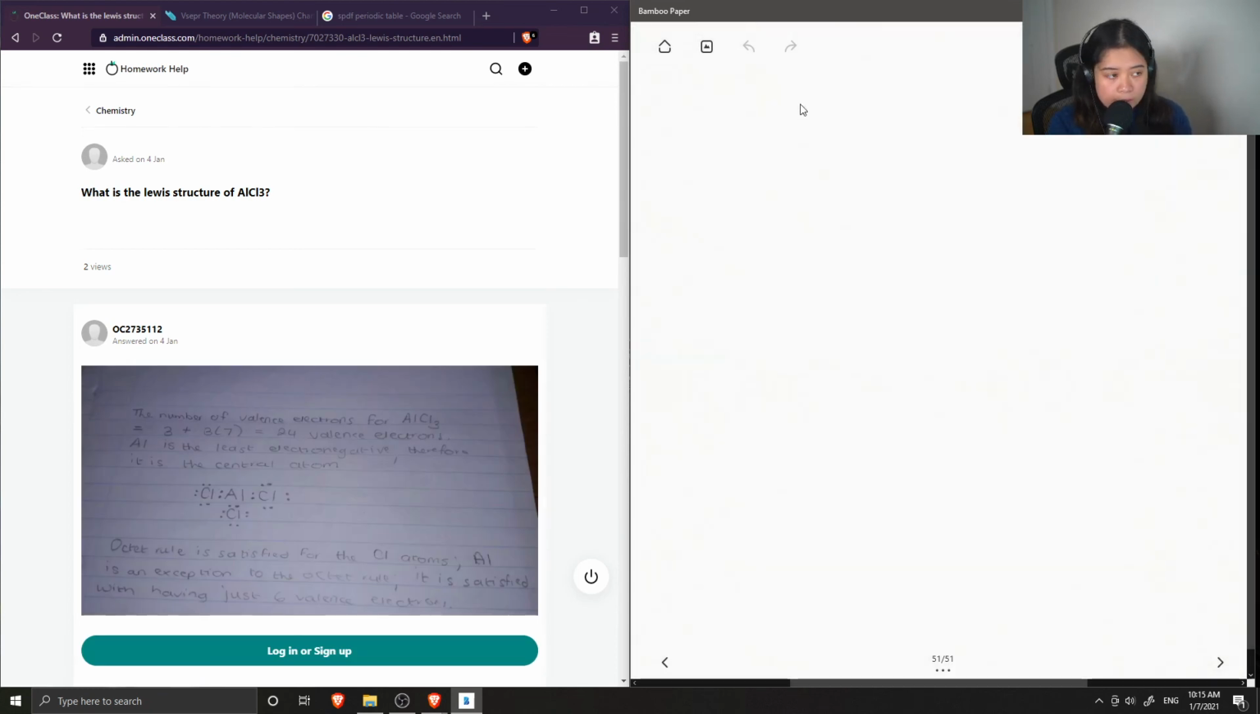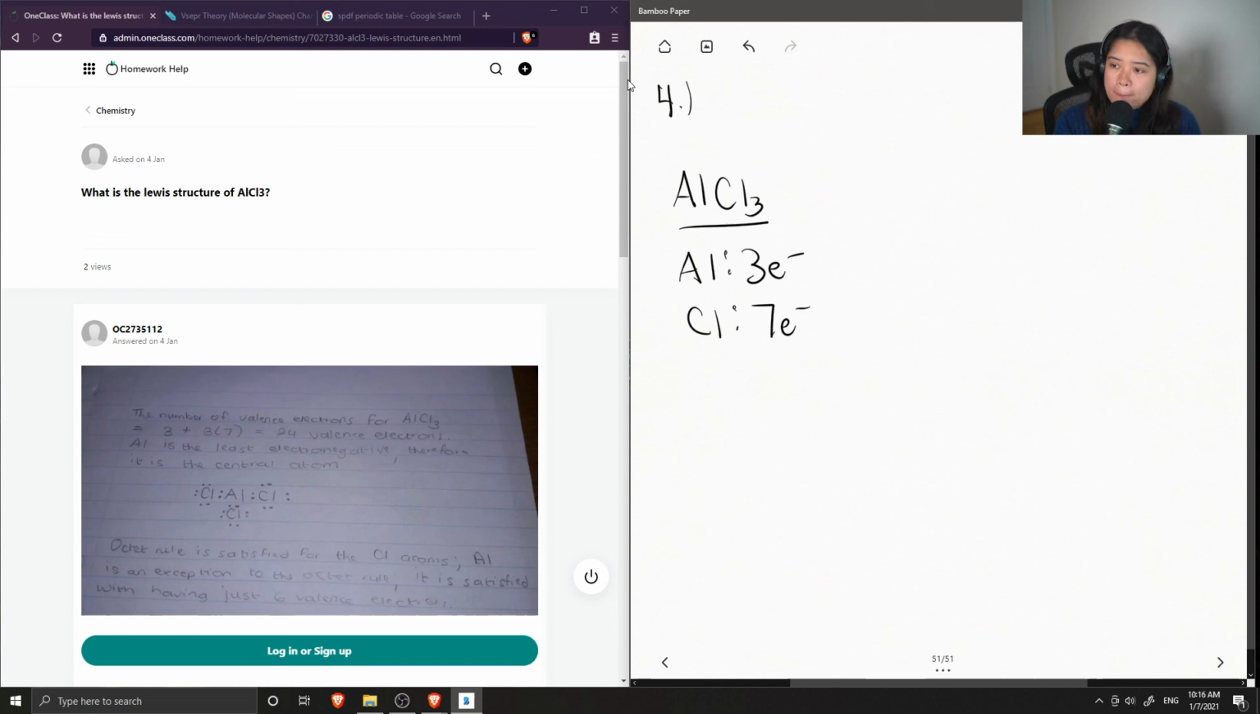Okay, so question number 4. What is the Lewis structure for aluminum trichloride? Or just aluminum chloride, actually. Okay, so aluminum chloride. Aluminum has 3 valence electrons, and chlorine contains 7. And there are 3 chlorine atoms, so we just multiply this by 3. And for the total number of valence electrons, this gives us 24.